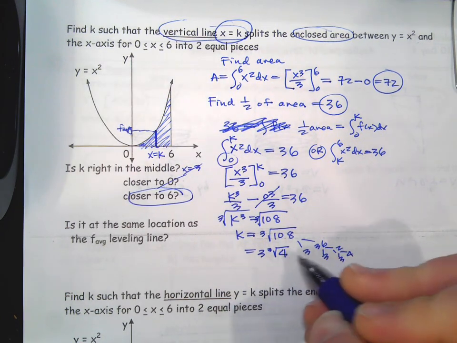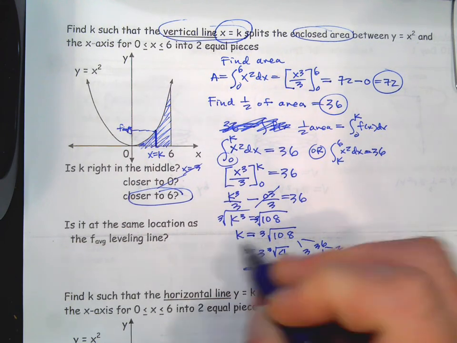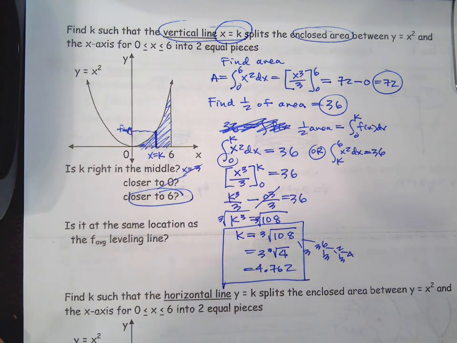On a calculator, it's going to give you 4.762. So this is the k value. This is how we do it. So this is a new kind of problem. You're going to have some on today's assignment. They will be on your next test, okay?